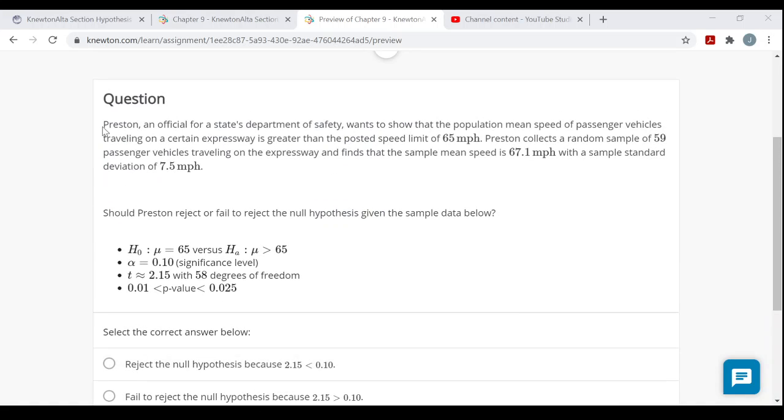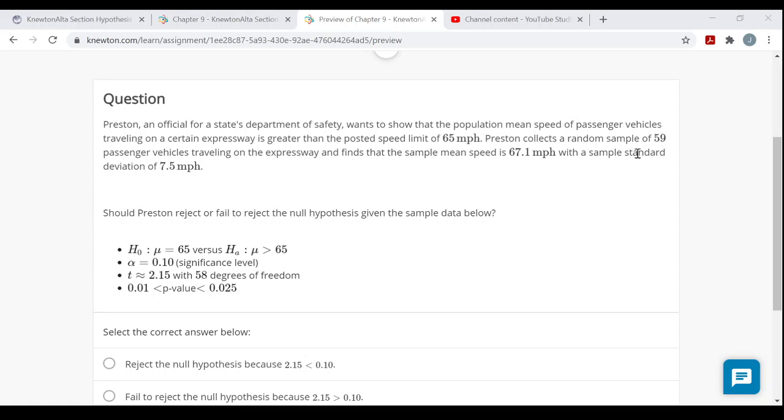All right, so here we have Preston, an official for a state's Department of Safety, who wants to show that the population mean speed of passenger vehicles traveling on a certain expressway is greater than the posted speed limit of 65 miles per hour. So that's like mu is greater than 65, and you see that's the alternative hypothesis down here. And then the null hypothesis is that mu equals 65, right? That the mean speed of passenger vehicles on this highway is equal to 65 miles per hour.